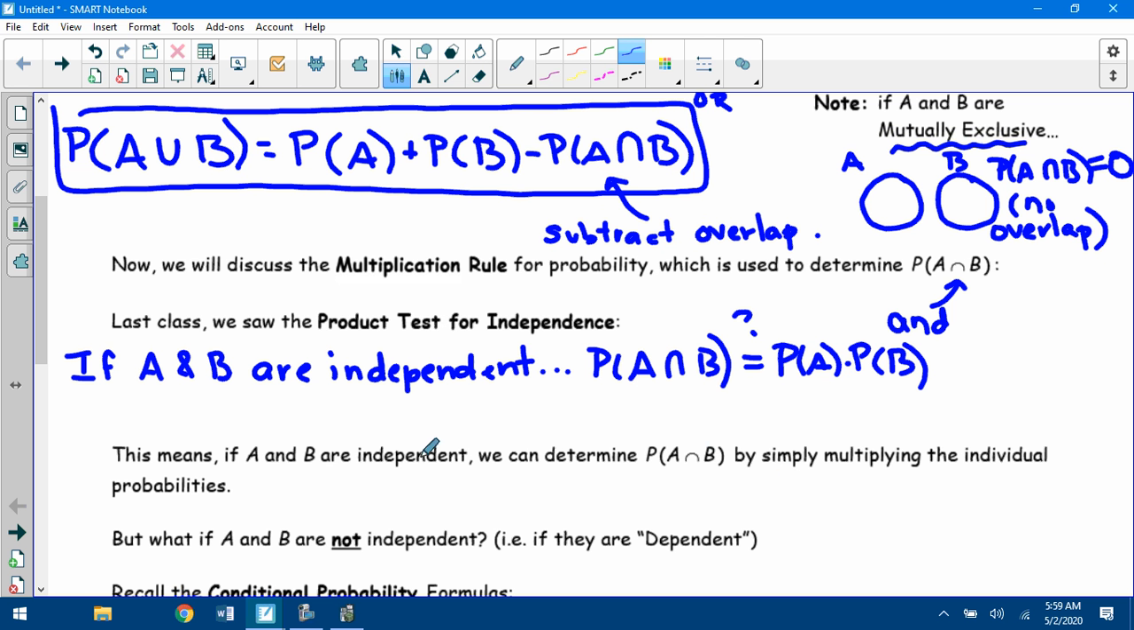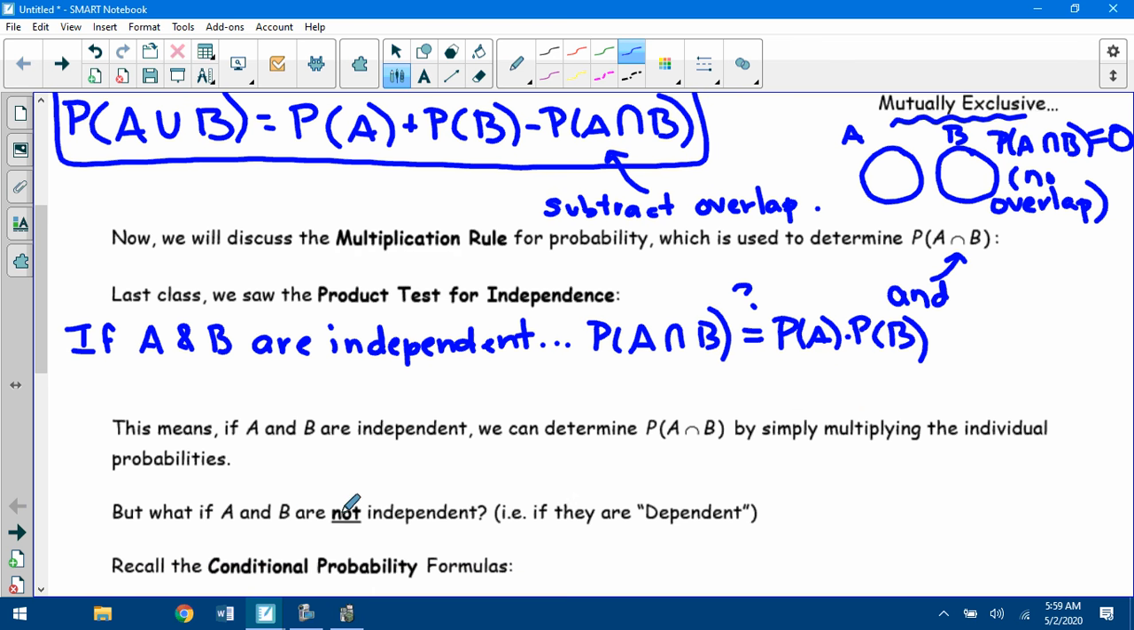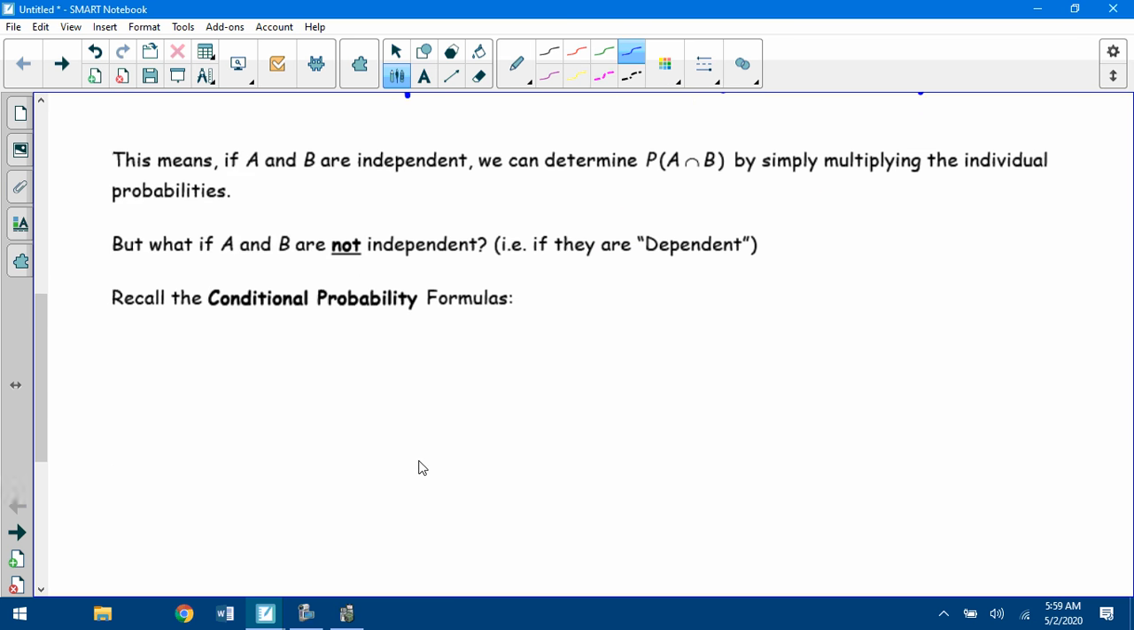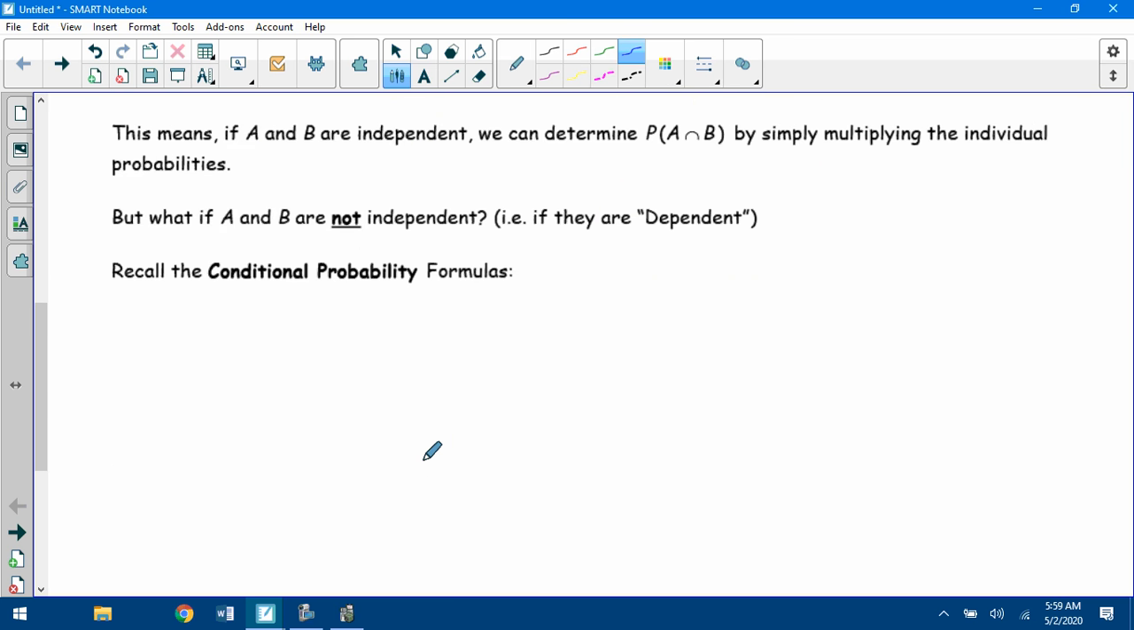So a lot of people think that AND means multiply in probability, and it does if they're independent. What if they're not independent? Well, a couple days ago, we did the conditional probability formulas also. That was the probability of A given B is equal to the probability of A and B divided by the probability of B.